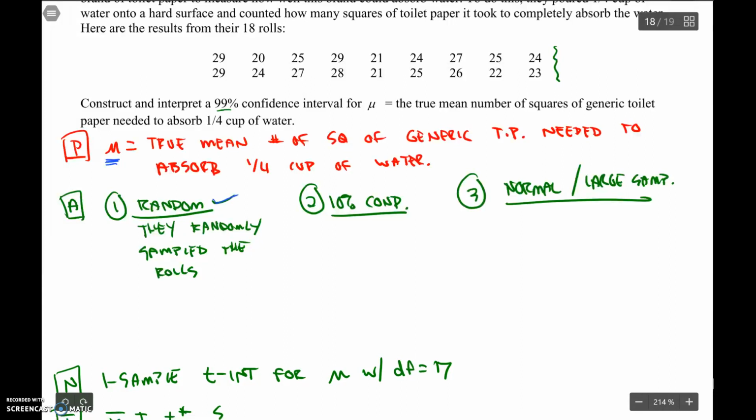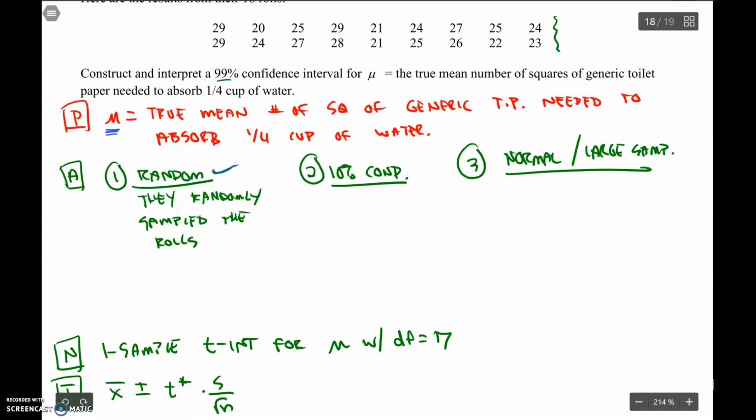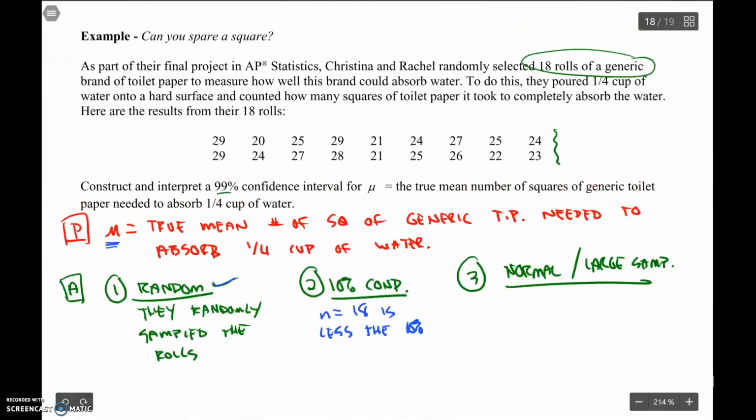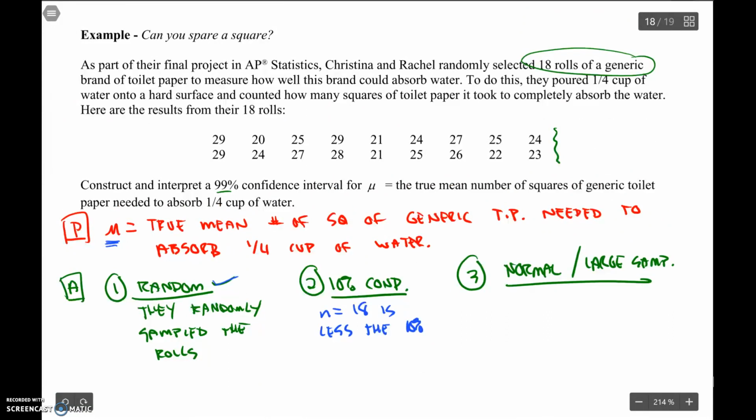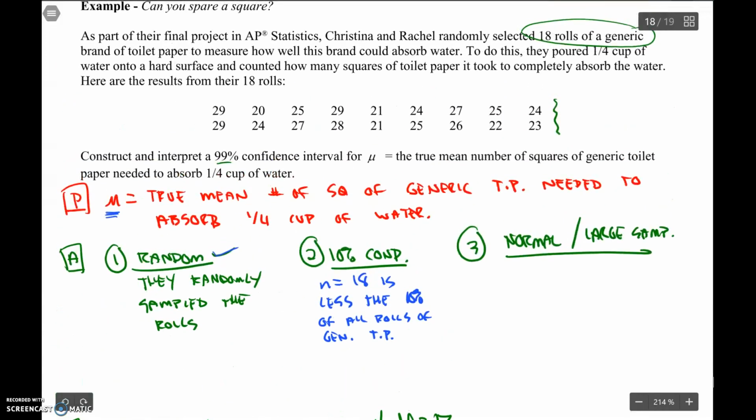Here, if you're going haphazardly and you're not really paying attention, you might say n equals 18 is less than 10% of all squares. That would be a mistake. They randomly selected 18 rolls, so it's less than 10% of all rolls of generic TP. Okay, this is the check I wanted to focus on.